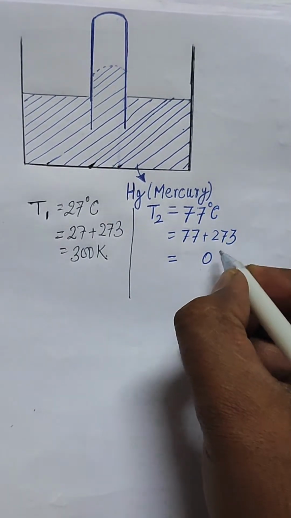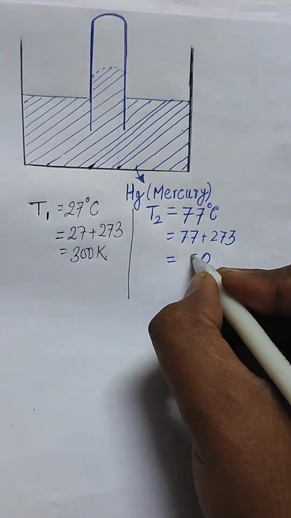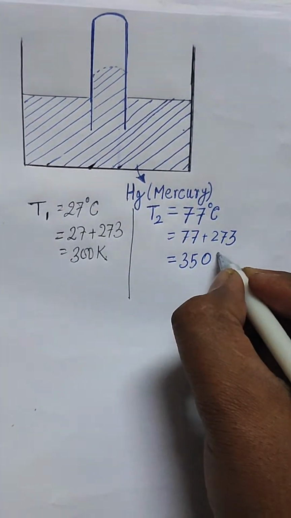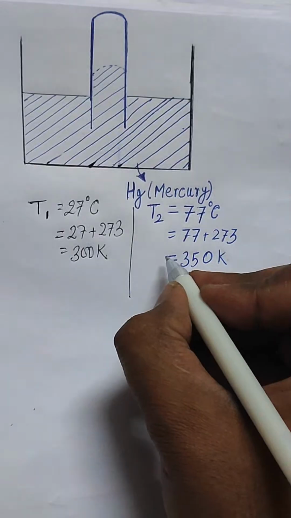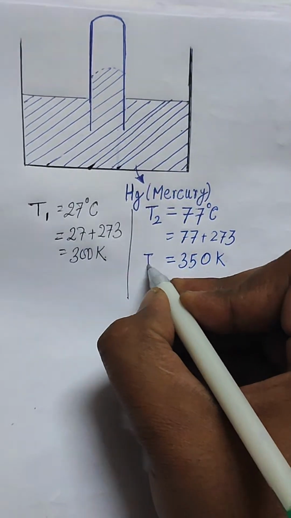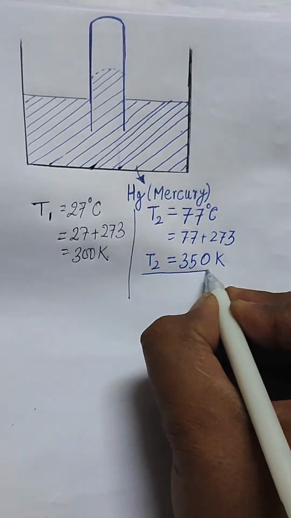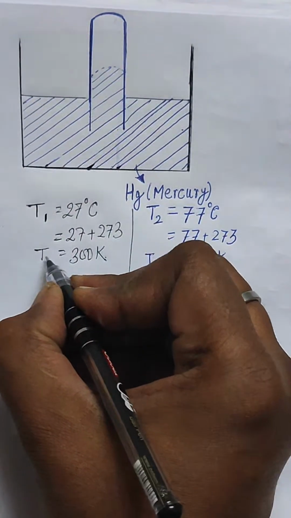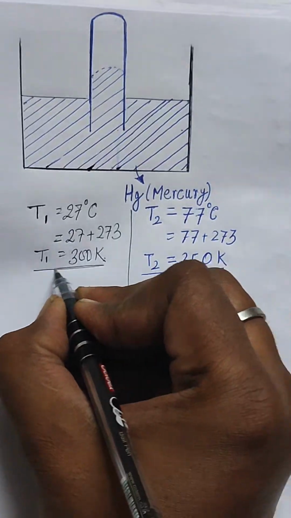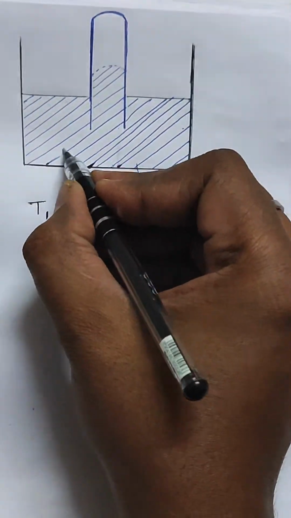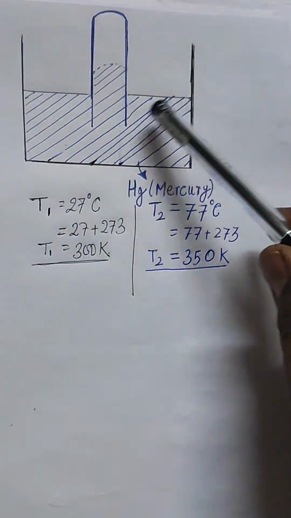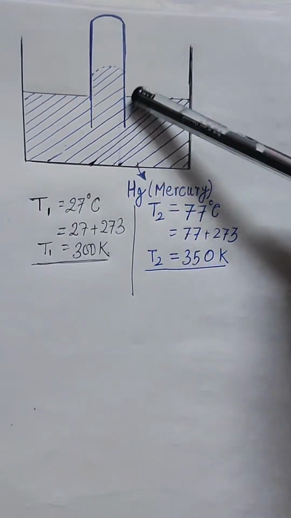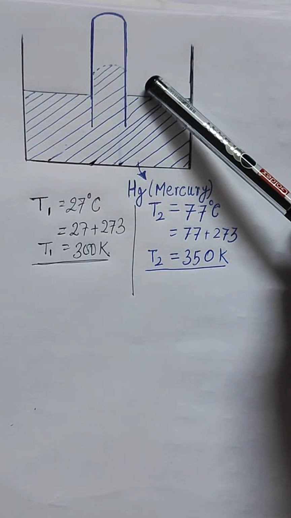350 K. This is the value of T2, and the initial value of T1 was 300 K. So T1 and T2 are the temperatures of this mercury solution. How this will impact the level of the mercury, we need to see.